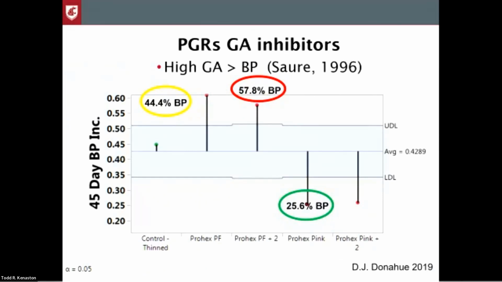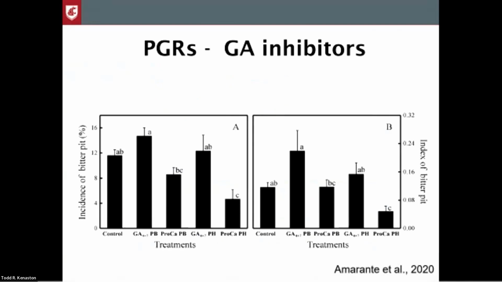Dan Donahue also showed that application of a PGR, which inhibits GAs and growth, reduces the levels of bitter pit when applied at pink. And of course, that relates to reducing the vigor of the shoots. Another work, which we are copying here in Washington in a new project, is the application of Apogee later, close to harvest. This author, Amarante et al. from Brazil, showed that they reduce bitter pit levels with this application of Apogee later in the season, prior to harvest.